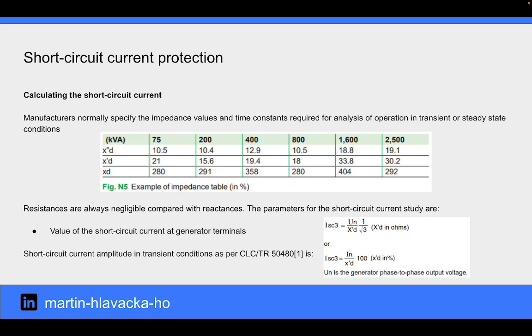Calculating the short circuit current. Manufacturers normally specify the impedance values and time constraints required for analysis of operation in transient or steady-state conditions. Resistances are always negligible compared with reactances.